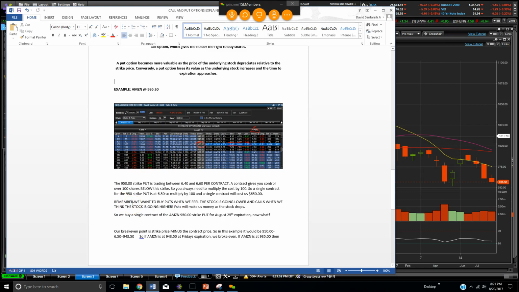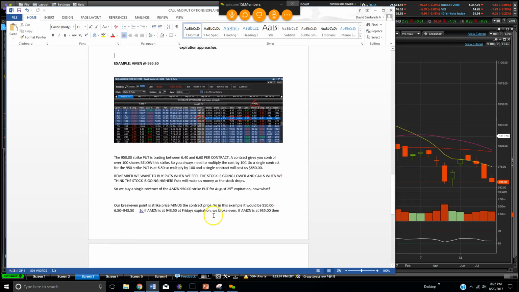Remember, with puts, we want to buy the puts when we feel the stock is going lower and calls when we think the stock's going higher. Puts will make us money as the stock drops. Calls will make us money as the stock increases in value. So we buy a single contract of the Amazon 950 strike put for August 25th expiration.